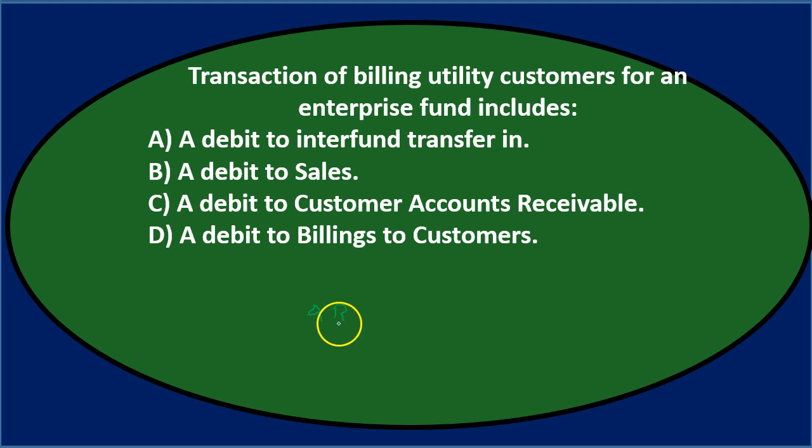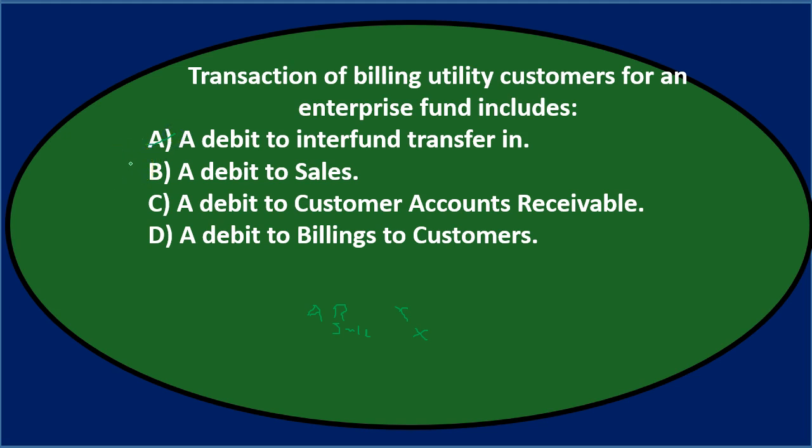And then the other side you would think on a for-profit would be sales. So you want to write down the journal entry that you would kind of assume, get the debits and credits going the right way, and then think about the answer. A says a debit to the interfund transfer in. And it's not an interfund thing because the customers are outside. We're talking about outside people. There's no interfund activity happening.